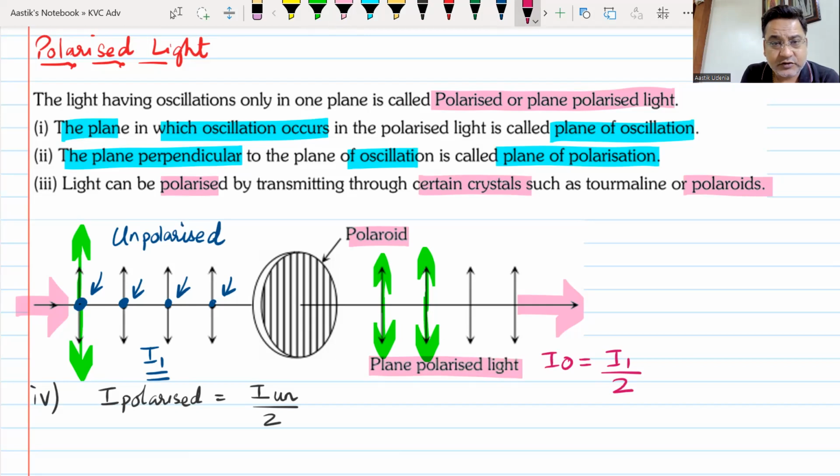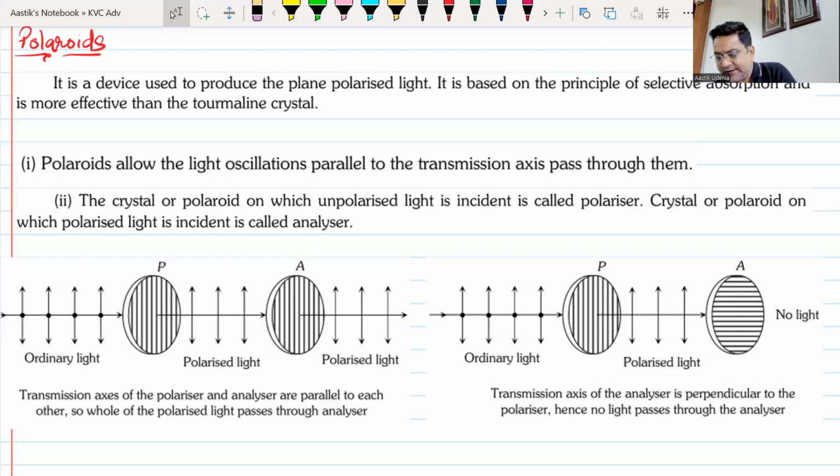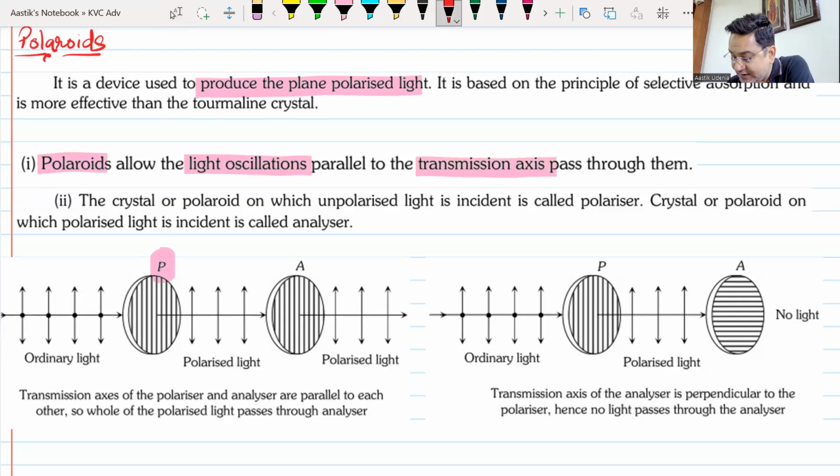Yes. I'll give you a minute to draw this diagram and note this down. Then the next thing is Polaroid. You don't need to write the definition. A Polaroid is nothing but a device which is used to produce plane polarized light. You can see this Polaroid here, yes or no? Yes. Now these polaroids only allow light oscillation parallel to their transmission axis. This is their transmission axis, TA. Do you see these lines, the transmission axis? Here the line is horizontal.